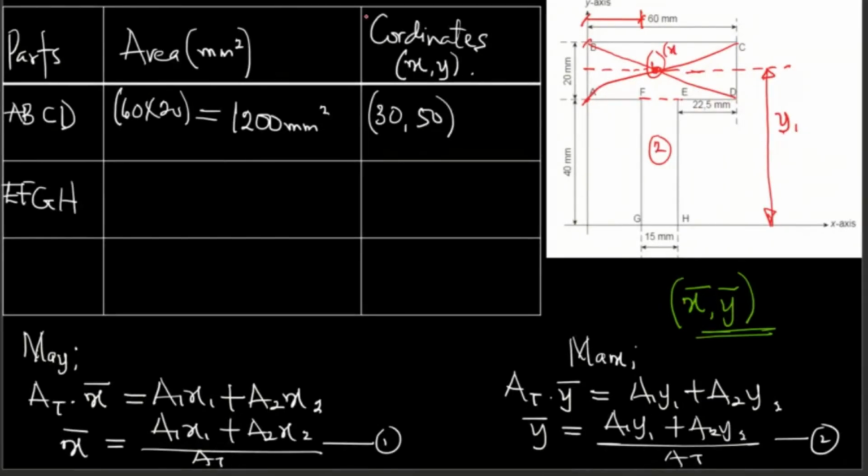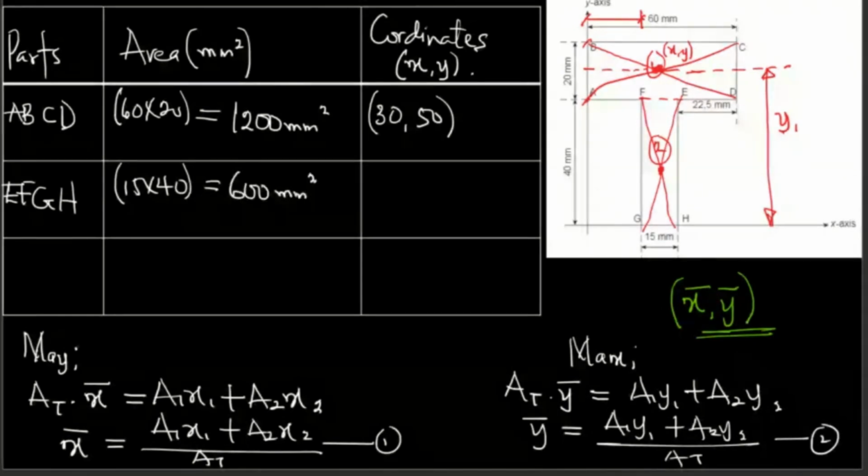So that is the xy coordinate of the first element. I'm also going to do the same thing for the second element, also to the middle from the axis. Now I'm going to calculate the area. The area is 15 times 40, right? That will give me, I think, 600. Yes, 600. So that's 600 millimeters squared.